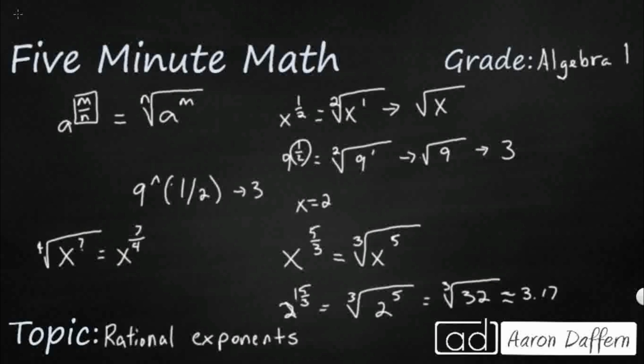Or, take a look at this 5/3. If we wanted to go straight to the 5/3, rather than doing it separately, it's going to be 3.174808. So you could do it either way, and that's how we take rational exponents.